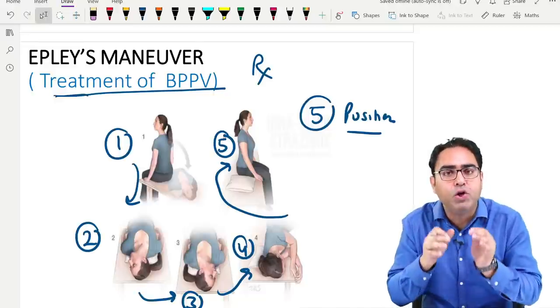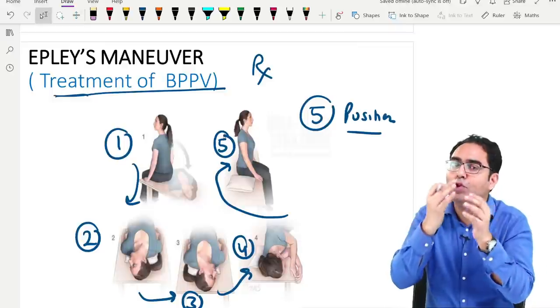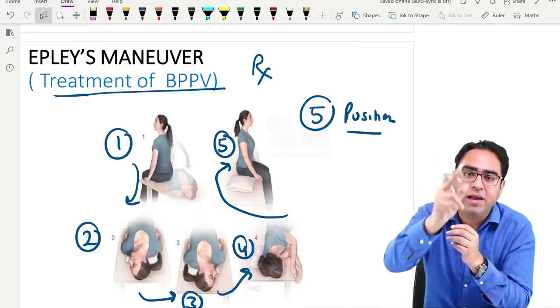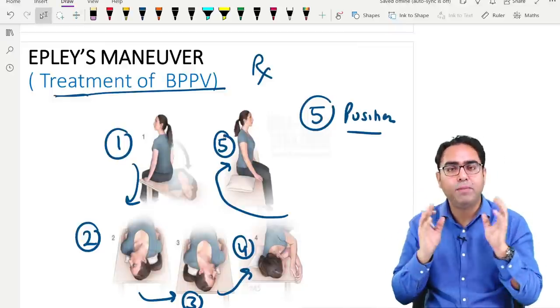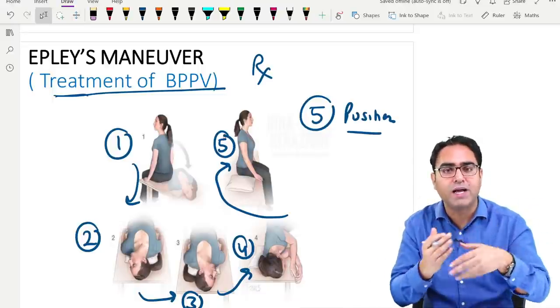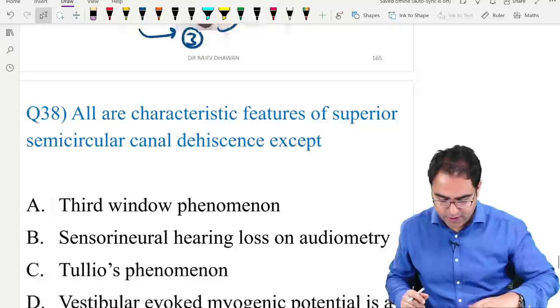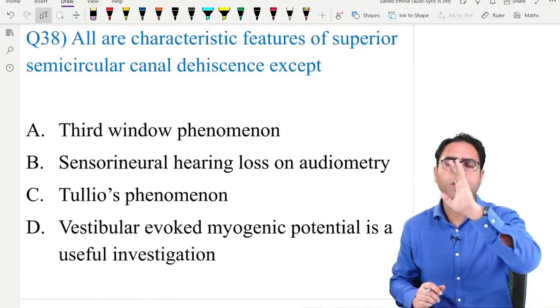What is Epley's maneuver doing? It is sending the otoconia back to where they came from. That's why Epley's maneuver is also called the particle repositioning maneuver. Epley's maneuver is a treatment. It's also called the particle repositioning maneuver. But what is a particle? A particle is otoconia or otolith. Okay, fine. Next question. Very, very possible question in the paper, beta.